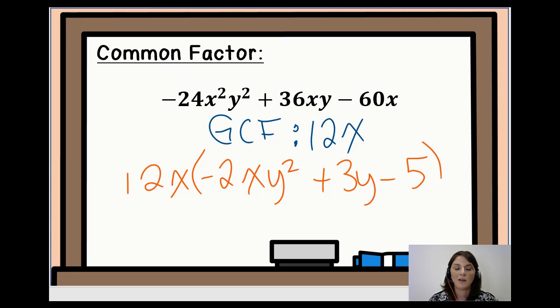Okay, so again, we can check by distributing. 12x times -2xy squared is -24x squared y squared. 12x times 3y is 36xy, and 12x times -5 is -60x.